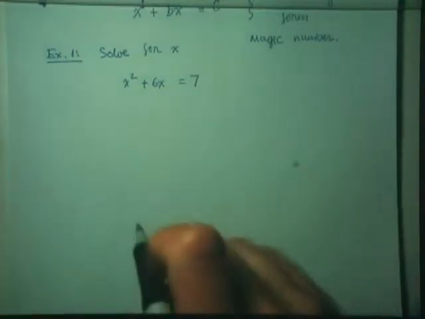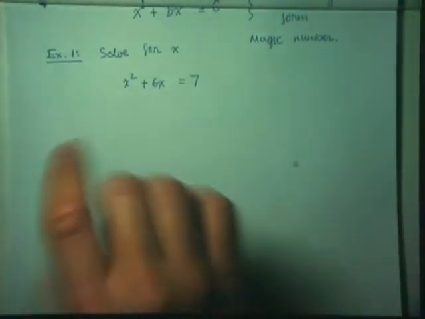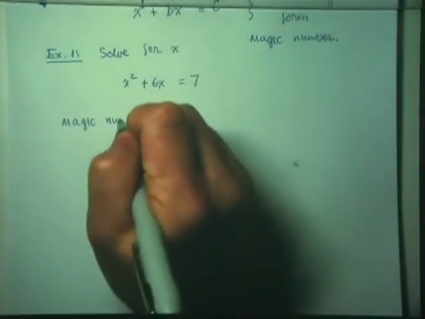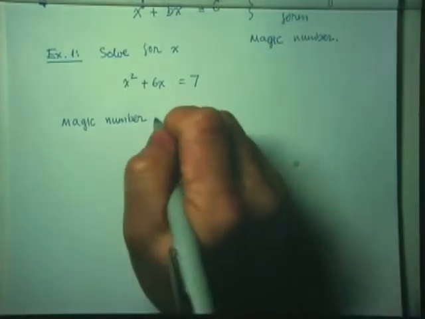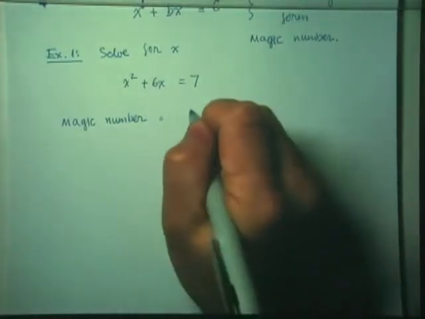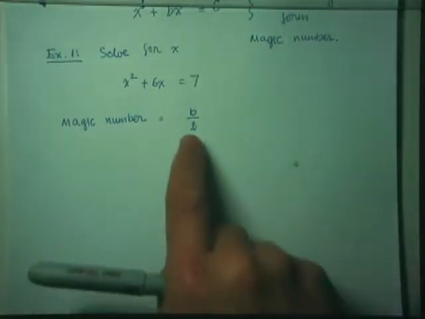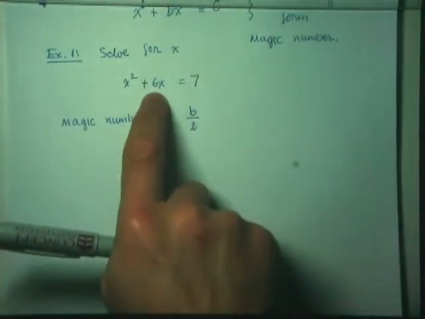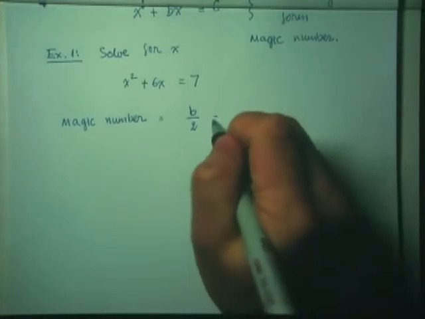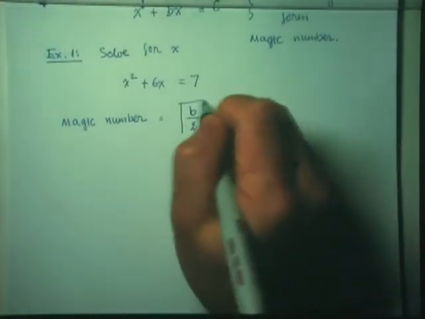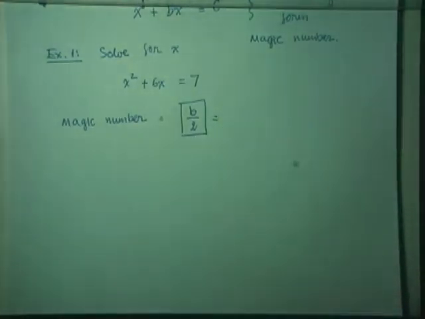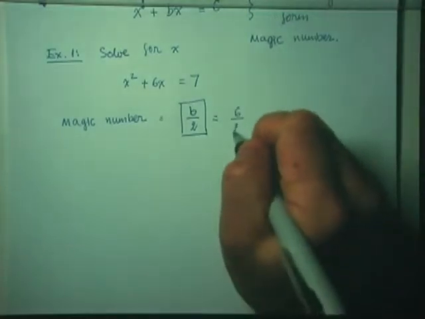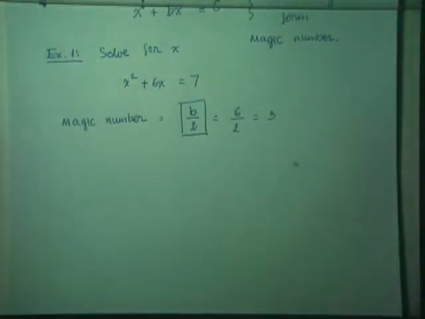Before I can complete the square, I need to find the so-called magic number. So here it is, the magic number. What's that magic number? To find the magic number, I need to do b over 2. Now b, remember, is my coefficient in front of the x term. Keep in mind, b over 2 is the formula to find your magic number. So in this problem, my magic number equals 6 over 2. That makes it 3. So that is my magic number.